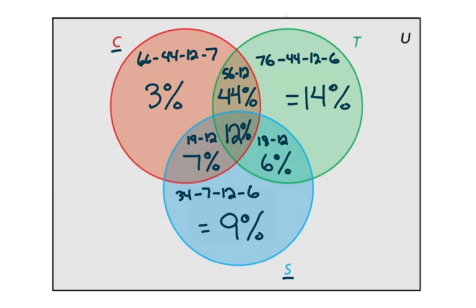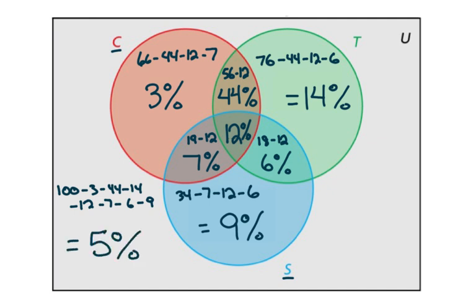Now, we haven't been told anything else, but we do need to know that there could be some people who do none of the above, which would fit out in the universe. We know that percentages have to add up to 100%. And if we subtract off all of the percentages that we have, we should get that there are actually 5% of people who do none of the above.